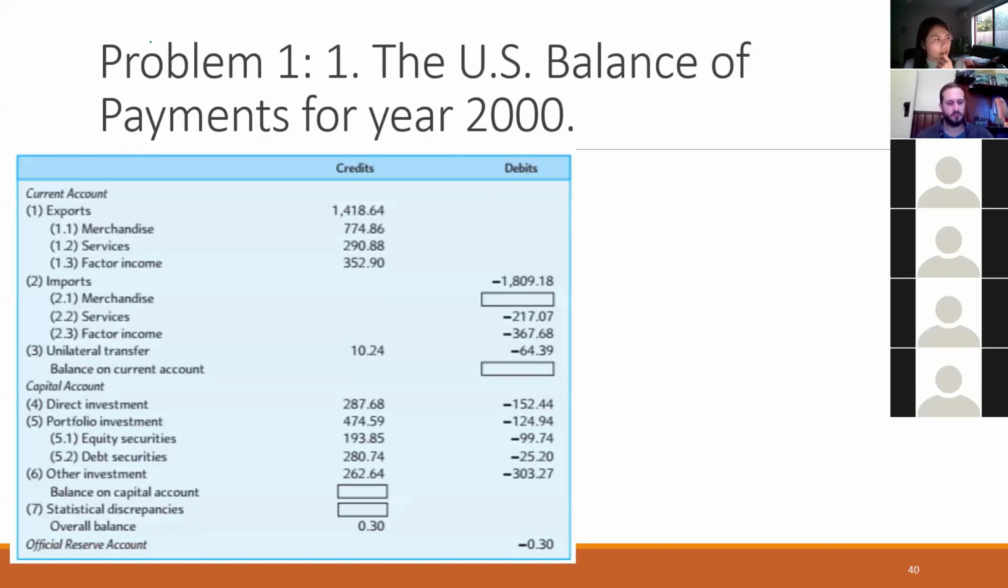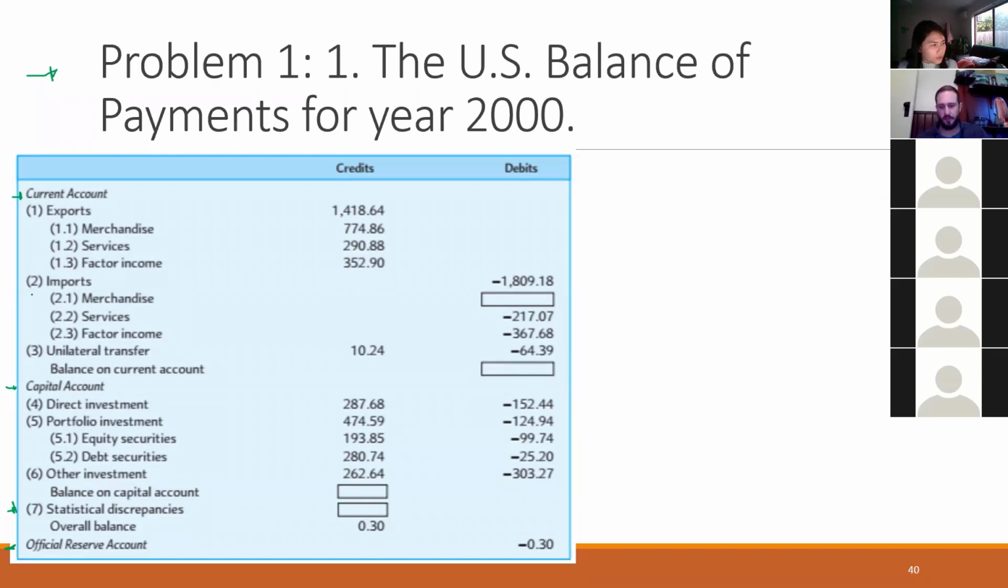I want to illustrate how a balance of payments is constructed and how you can read the numbers in the balance of payments. So here I've got an extract of the US balance of payments in 2000. Number one, I've got my current account. Number two, my capital or financial account. Number three, my statistical discrepancies. And number four, my official reserve account, okay? There is some missing information in the balance of payments, and our job is to fill in this missing information.